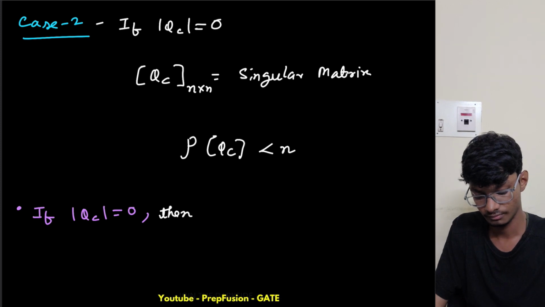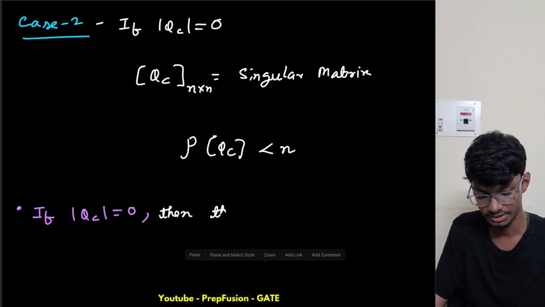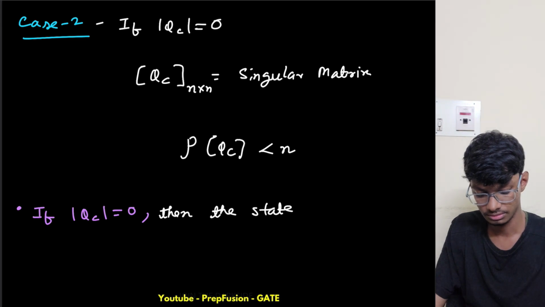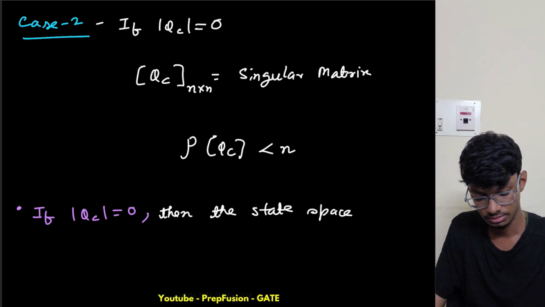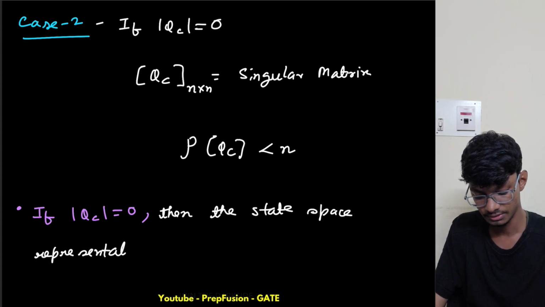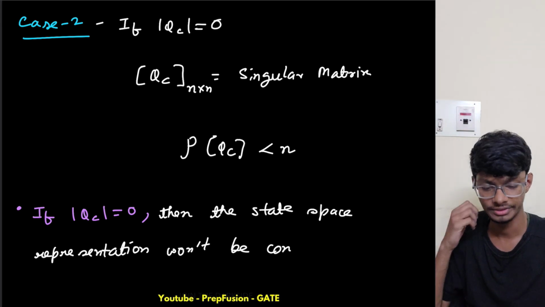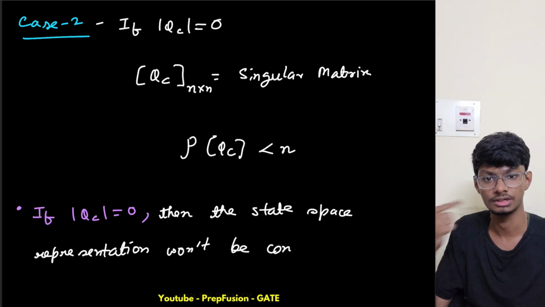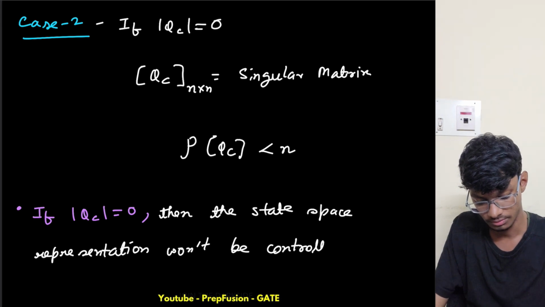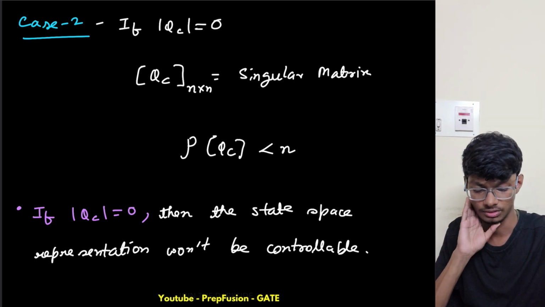then the state space representation won't be controllable. That is, my input won't be able to reach the state variables, or my state variables won't be able to reach the input. Okay, so this is what we mean by controllable and non-controllable.